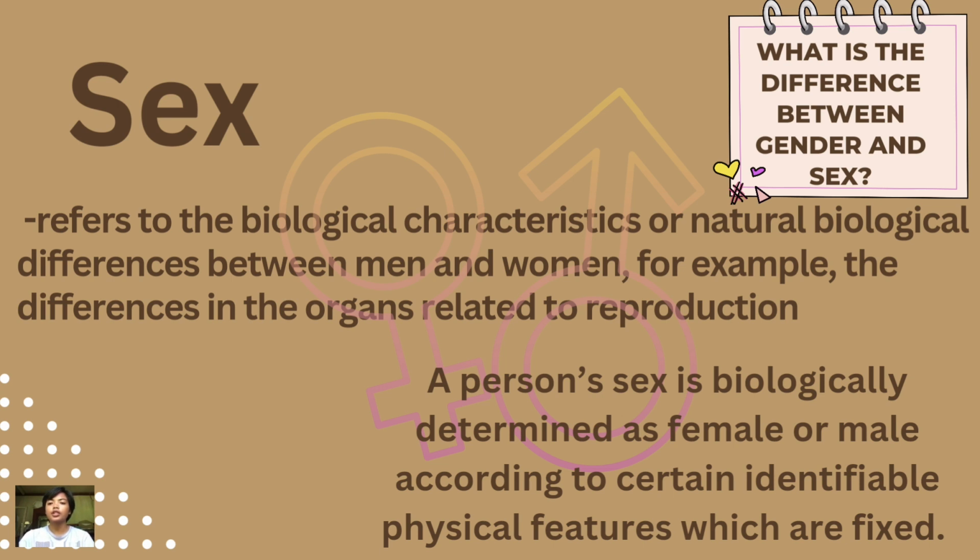Sex refers to the biological characteristics or natural biological differences between men and women. For example, the difference in the organs related to reproduction. Examples of the organs are genitalia and chromosomes. These are determined at birth. A person's sex is biologically determined as female or male according to certain identifiable physical features which are fixed. Examples for this are breasts or hairs, which are the secondary sex characteristics.